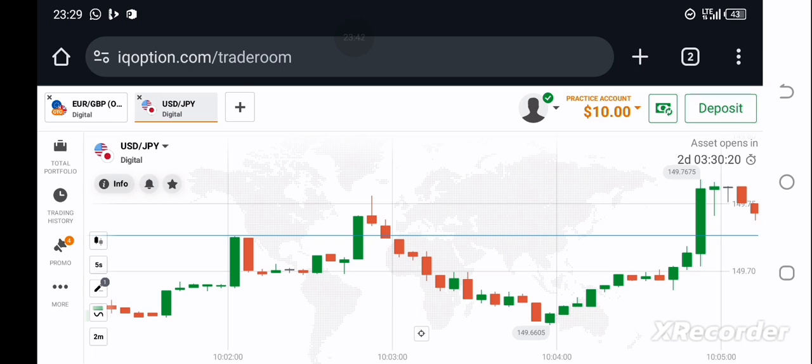So you can see the reversal candlesticks, how they work at strong levels of resistance.